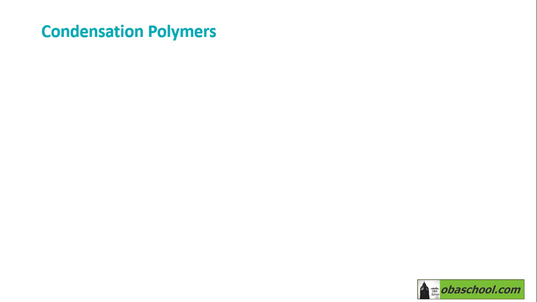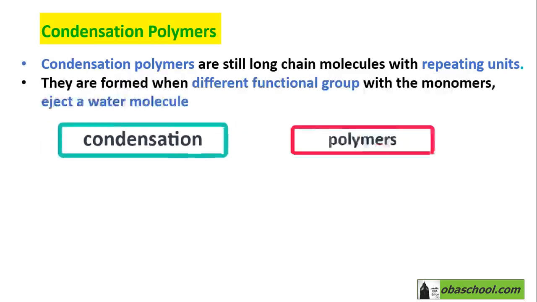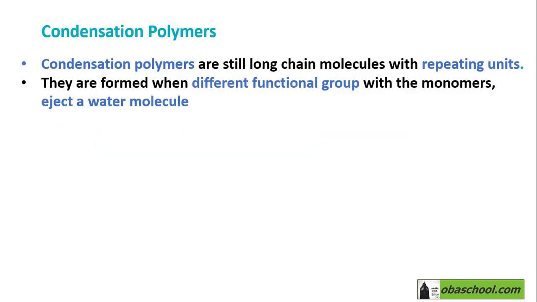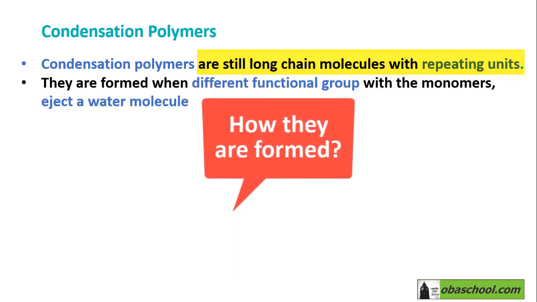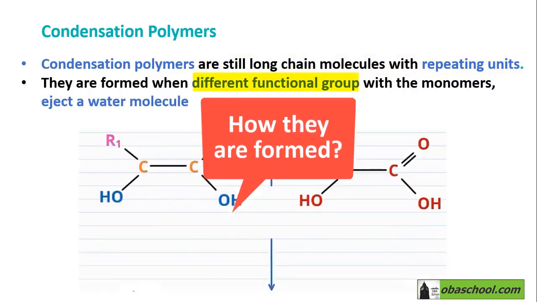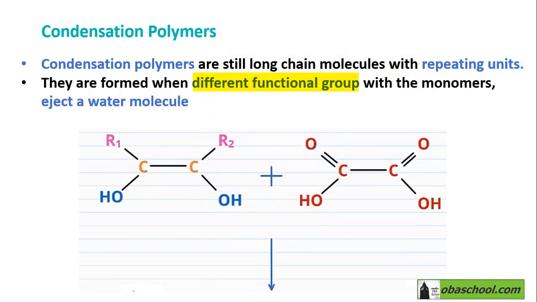Now, let's come to discuss the real idea, which is condensation polymers. We now understand what condensation means and what polymers means. Well, condensation polymers are still long chain molecules with repeating units. But how are they formed? They are formed due to the condensation reaction of two different molecules, two different monomers of two different functional groups.